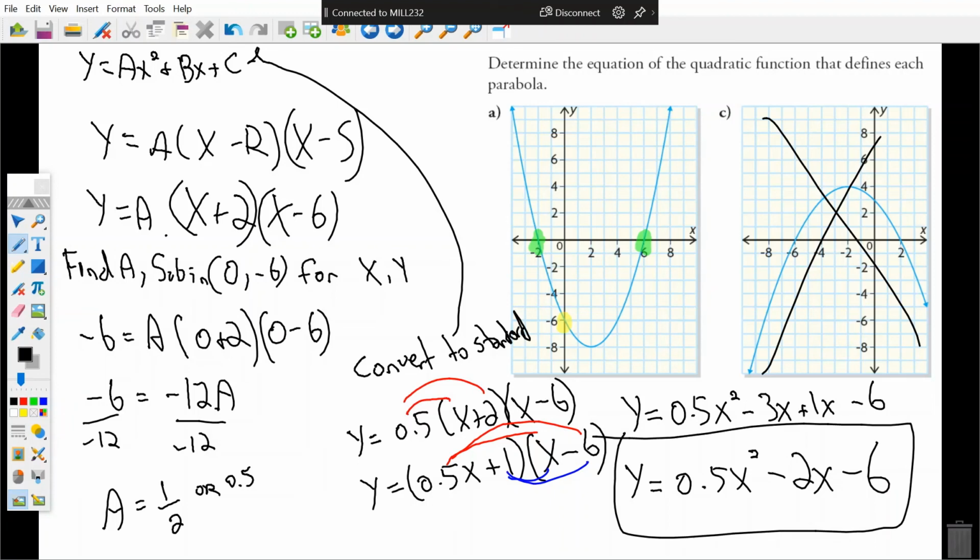We double check this equation. It's got -6 as the y-intercept, which is good. It has a positive a, which means the graph is opening up, which our graph is doing. So we are good to go. Okay.